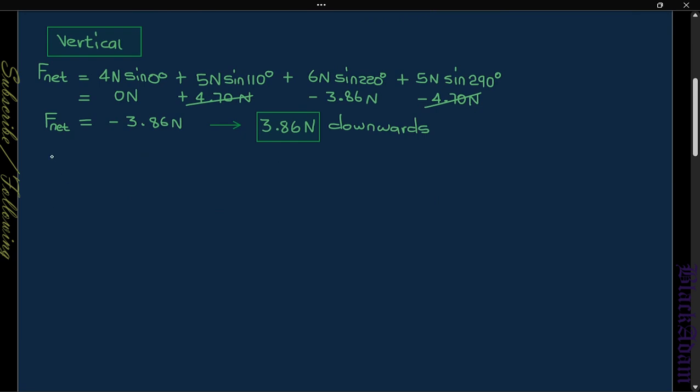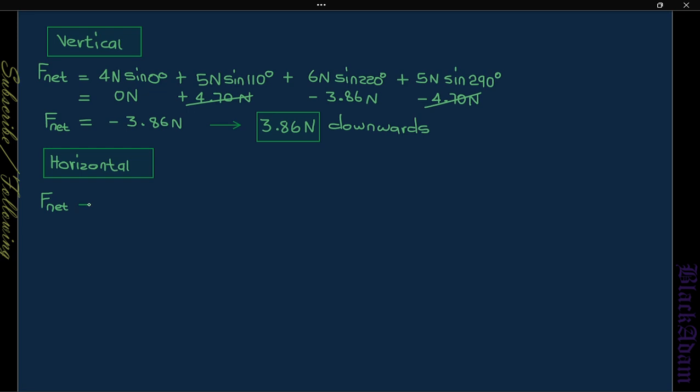Now let's deal with the horizontal. When we're dealing with horizontal, we do the same thing, other than we change the sign to cos. So the first one is going to be 4 Newton multiplied by cos 0 degrees, plus 5 Newton sine... no, we can't. Sine is for vertical, not horizontal. So for horizontal we have to use cos.